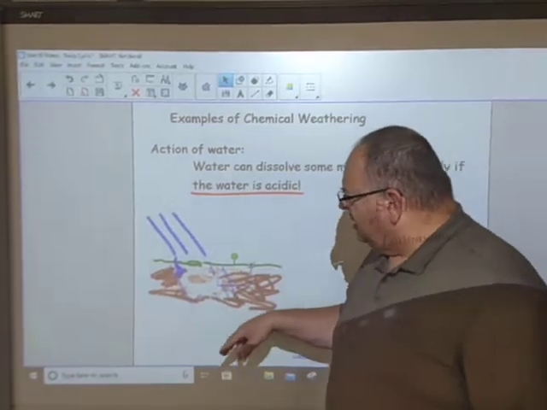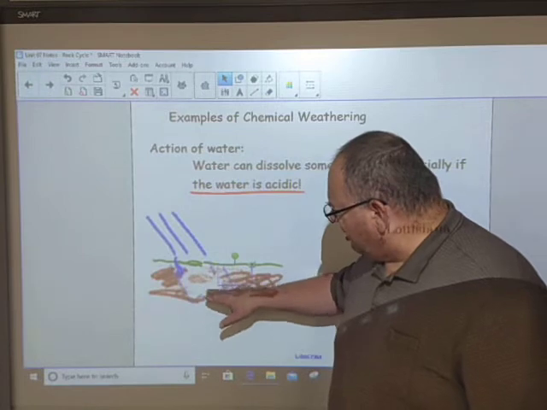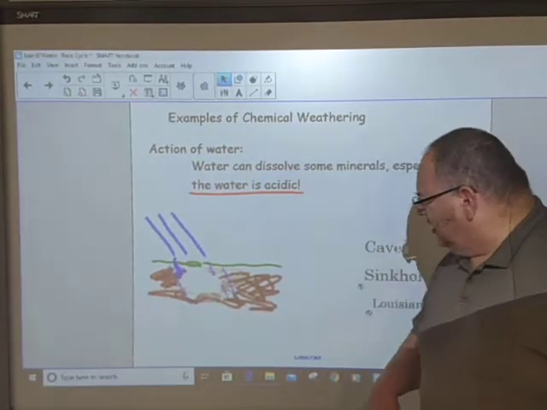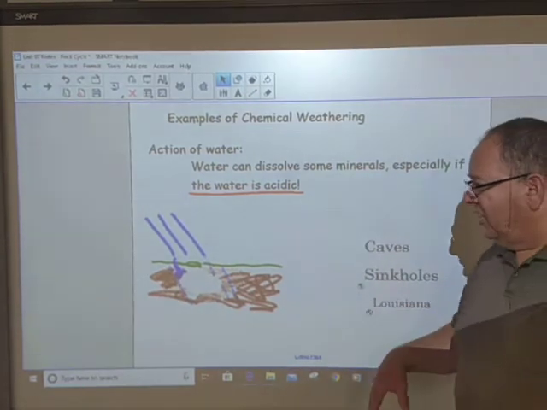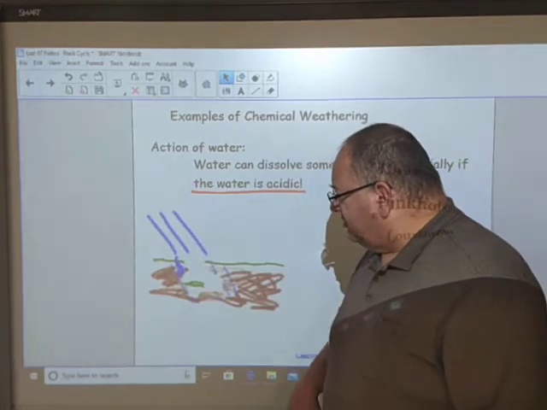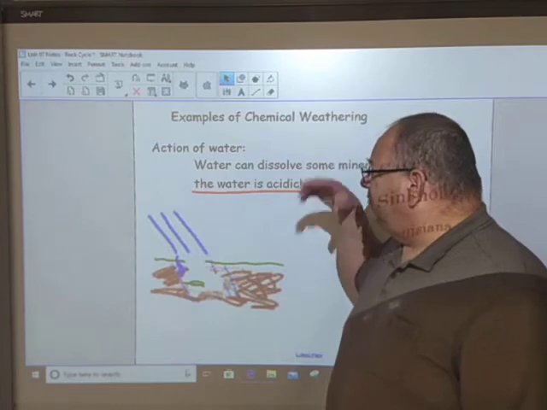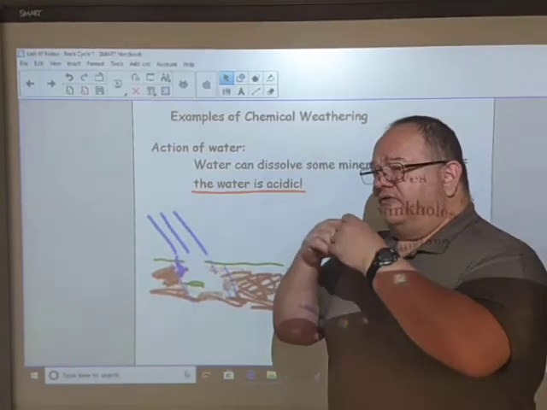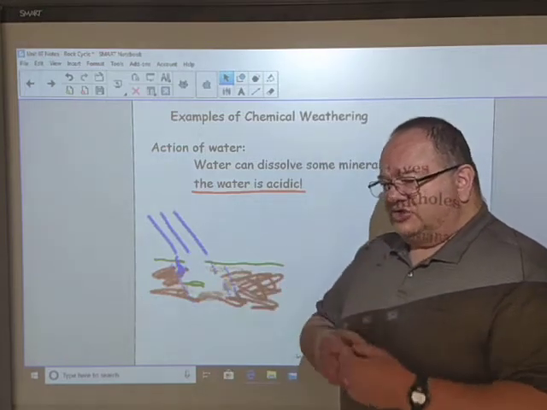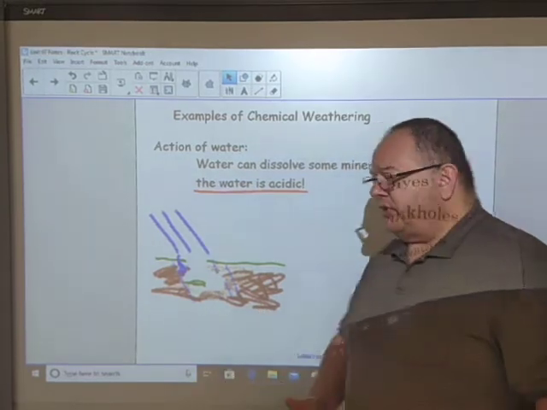So the idea here is that it's raining on the ground, and some of the ground is dissolving down here, and so it creates kind of a cavity. So that cavity could be a cave. And eventually things can get to the point where the top falls in and you have a sinkhole or something like that. But basically chemical weathering, if water or acidified water dissolves some of the rock itself, some of the minerals out of the rock, that's a form of weathering.